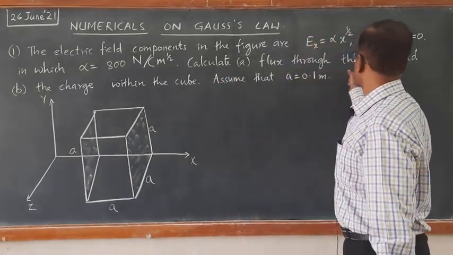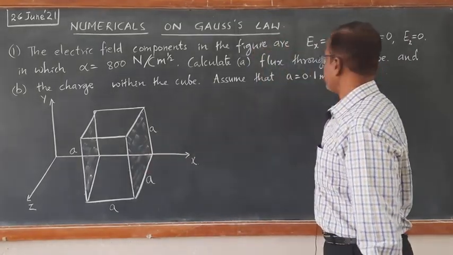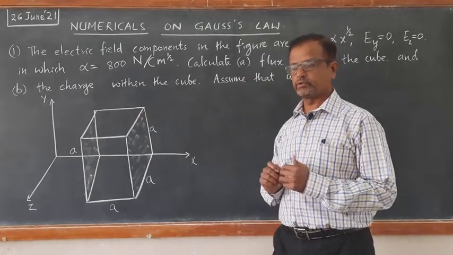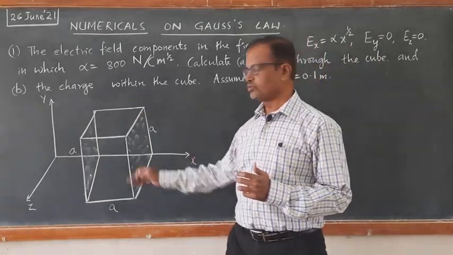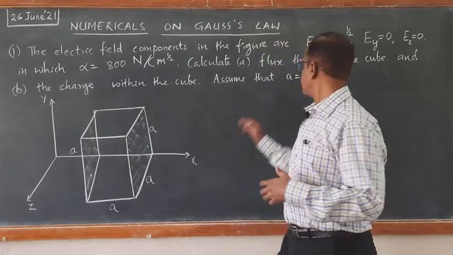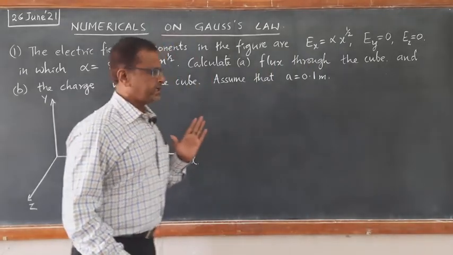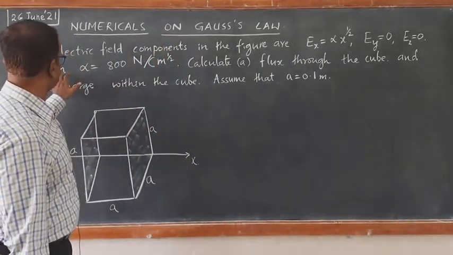Calculate the total flux through the cube, and the charge within the cube. What is the charge within the cube? Assume that A, the side of the cube, is equal to 0.1 meter. This is given. Here, the electric field is acting only along the x-axis, but look at the value of the electric field.